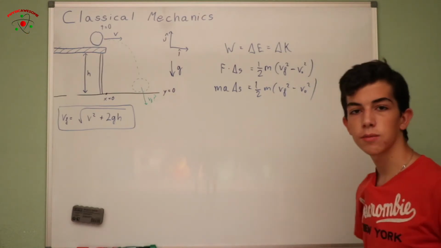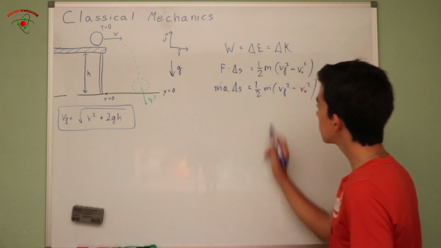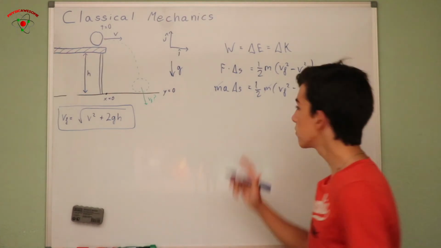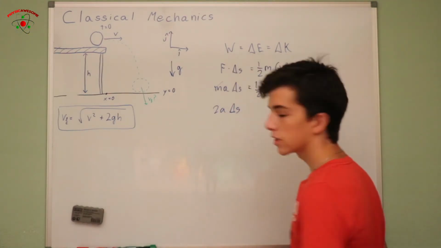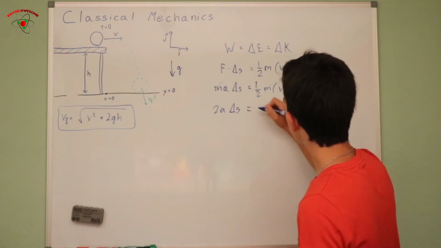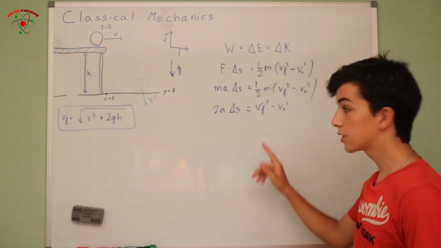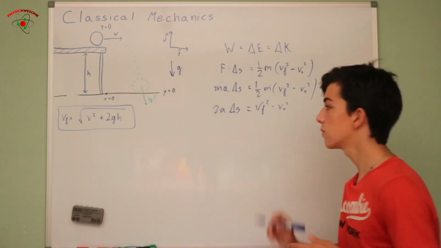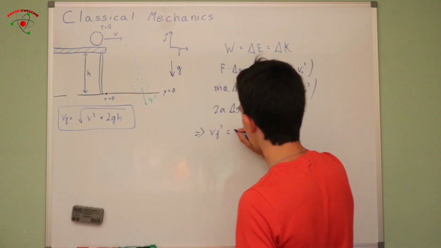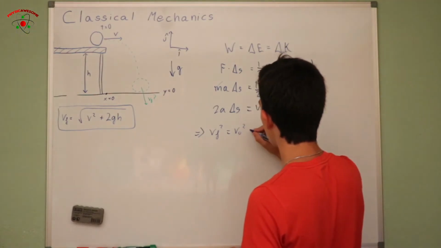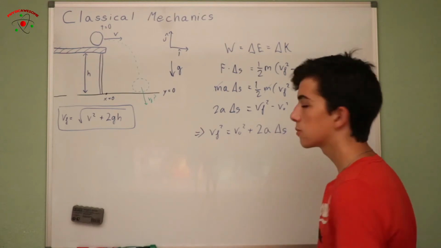minus the initial velocity. Right, so we can cancel these masses over here and we can multiply through by 2 and get that 2 times acceleration times the displacement equals final velocity squared minus the initial velocity squared. And if we solve for the final velocity, we find that the final velocity squared equals the initial velocity squared plus 2 times the acceleration times the displacement.